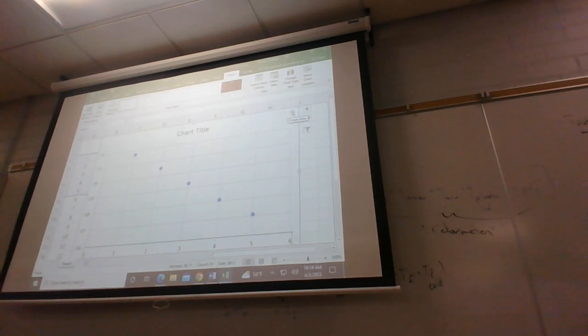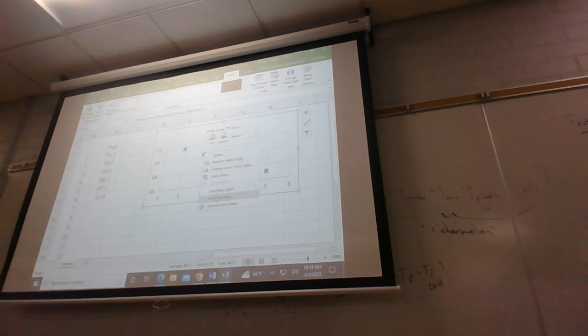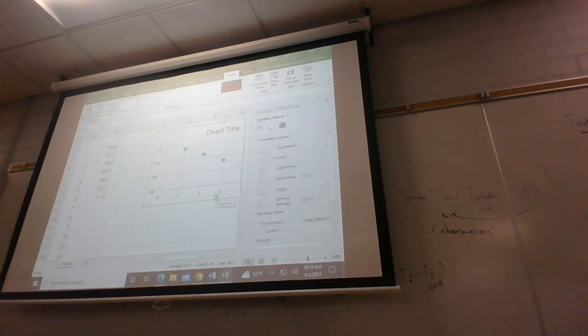So this is my cooling plot here. And then what we're going to do is just extrapolate this out to 6. So how can I extrapolate this out to 6? Well, I'm going to right-click on a piece of data here, and then we're going to add a trend line to see what the trend looks like.